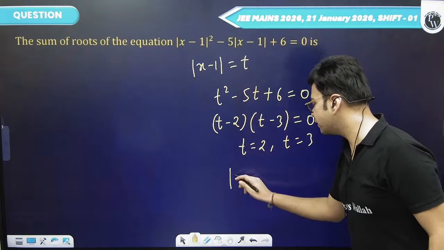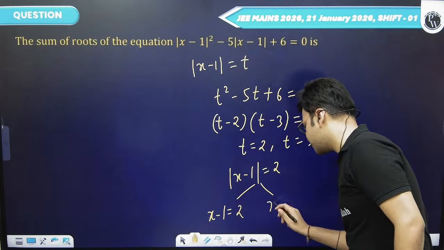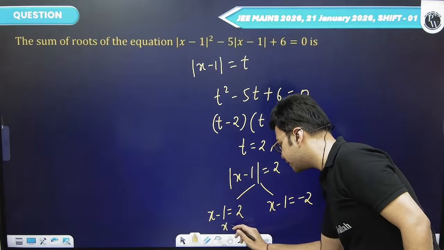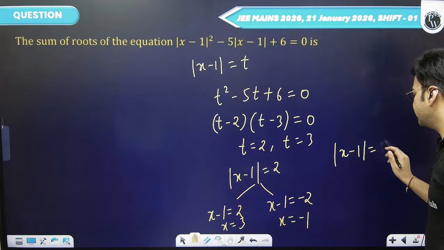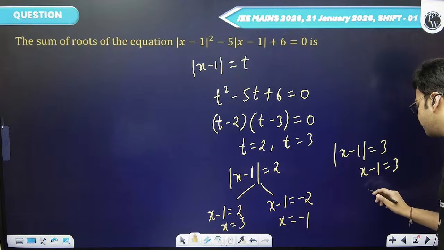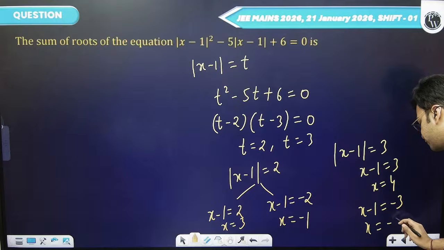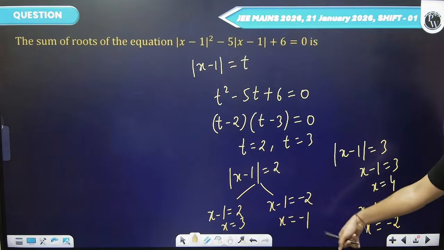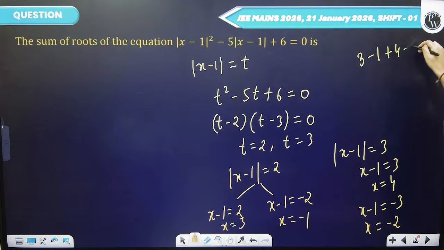So mod x minus 1 is equal to 2. This will give me two solutions. x minus 1 is equal to 2, x minus 1 is equal to minus 2. So from here x equal to 3, from here x equal to minus 1. And mod of x minus 1 is equal to 3. So from here x minus 1 is equal to 3, so x equal to 4. And x minus 1 equal to minus 3, so x equal to minus 2. When you calculate the sum of the solutions, the sum of roots will be 3 minus 1 plus 4 minus 2. So the answer will come out as 3 plus 4, 7 minus 1, 6 minus 2, 4. So 4 is your answer.